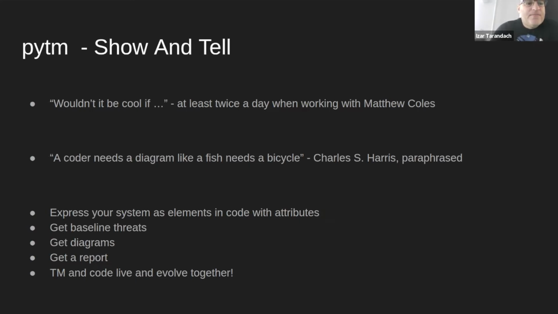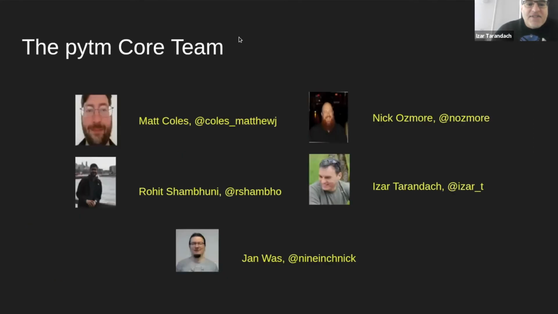Now, the team that started it, of course, Matt and I started it, and we were joined by Nick Osmore and Rohit Shamhuni. And once it went open source, we were very fortunate to have John Wass jump in and help a lot in making the code better, because to tell you the truth, none of the four of us are full-time developers. And it was great to have somebody who actually understood what was going on and was able to point us to better ways of doing things.